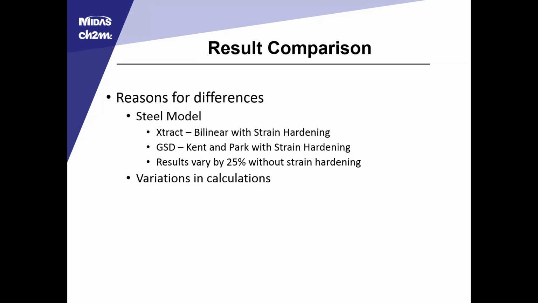Like I've said, the reasons for these differences: the steel model was slightly different. We had the bilinear with strain hardening versus the Kent-Park, which used the parametric strain hardening portion of the curve. As I mentioned, for comparison, if we use just a bilinear model where we go up to yield and then extend out flat with no increase for strain hardening, the results vary by nearly 25%. And then just some slight variations within the calculations, both in the interaction that I mentioned and also in rounding and any other calculation differences between the two methods.